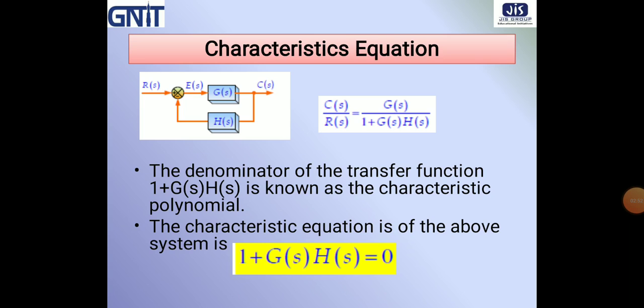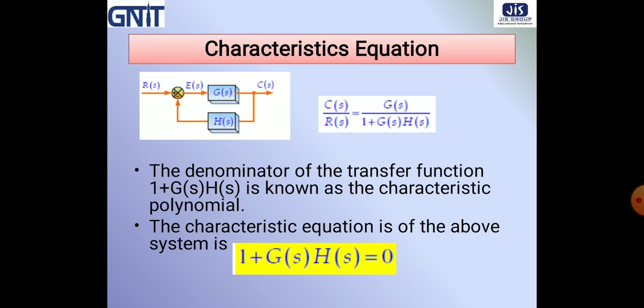that is characteristics equation. Now what is characteristics equation? To understand characteristics equation, let us take one standard closed loop control system. This is the block diagram of a closed loop control system, where R(s) is the reference input, C(s) is the controlled output, G(s) is the forward path transfer function, H(s) is the feedback path transfer function, and E(s) is the error signal.